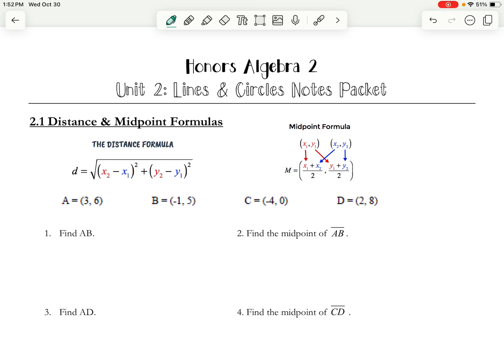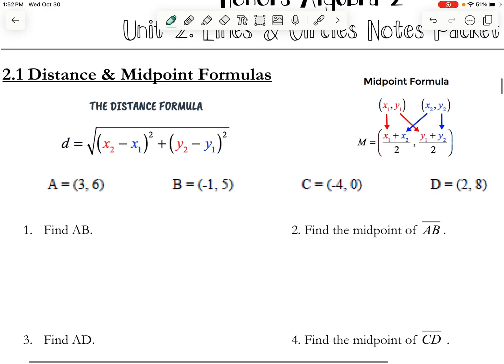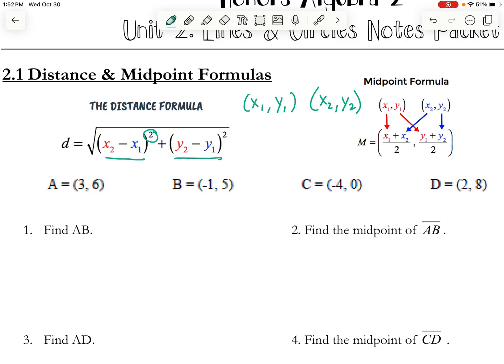Hey everyone, so today we're going to be talking about the distance and midpoint formulas, and they are written for you below. Here's the distance formula, and when we're talking about x1 and y1, we're talking about 2 points, x1, y1, and x2, y2. So the distance formula is the distance between the 2 points. You take the difference of the x's, square it, difference of the y's, square it.